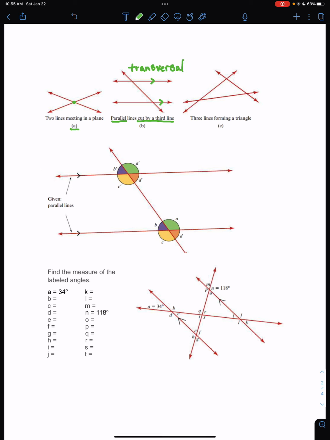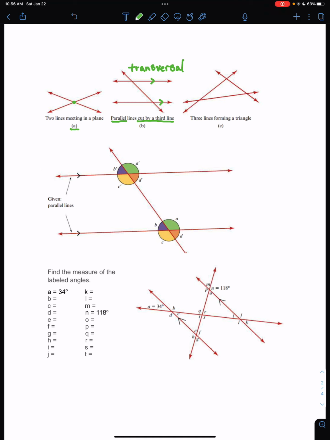So we will talk more about parallel lines cut by a transversal and how that is special and how the angles formed by those lines are really interesting to us. We'll talk more about that in a future video. But I just wanted to introduce you to some of that symbolism around parallel lines cut by a third line called a transversal.